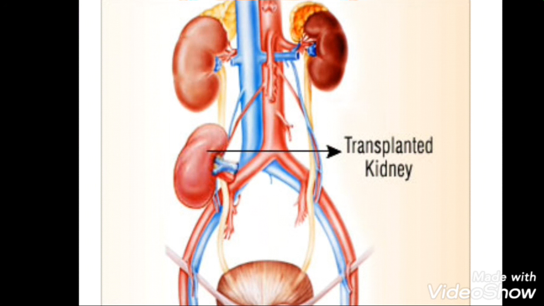The first kidney transplantation was done in 1954 by Joseph E. Murray and his colleagues at Peter Bent Brigham Hospital in Boston, USA.